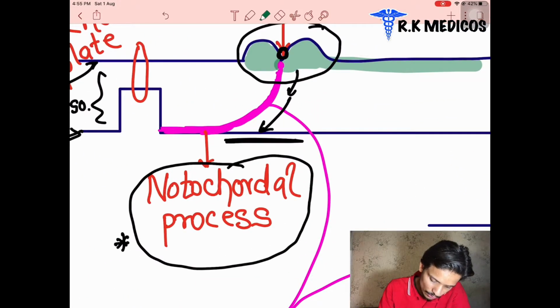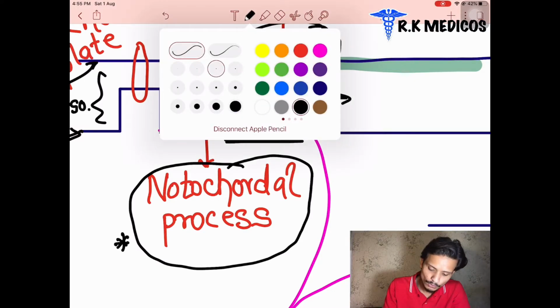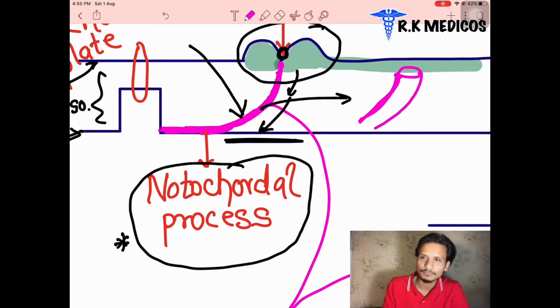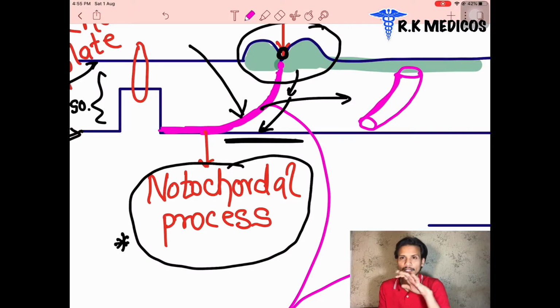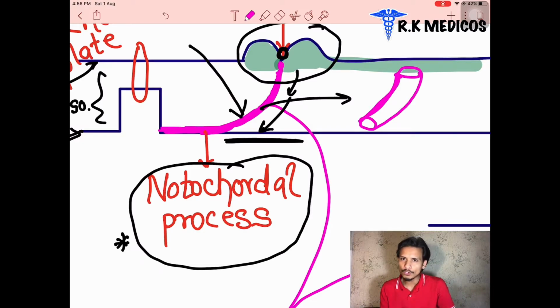What is this? This is the notochordal process, and this is canalized. Canalized means a canal is formed inside it. This structure is called the notochordal process. They go for canalization. Inside it a canal is formed. Understand? The canalization of the notochordal process leads to the formation of what is now called the notochordal canal.